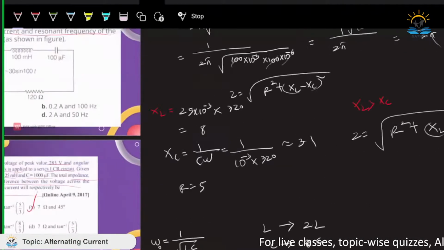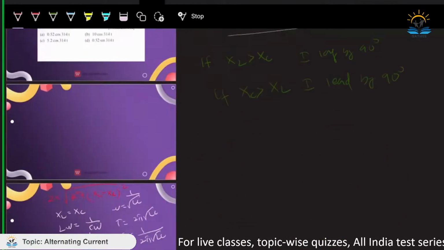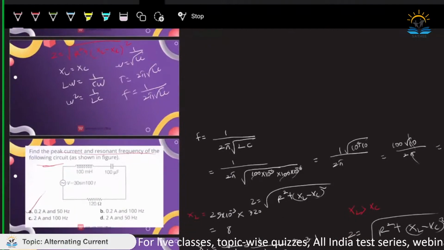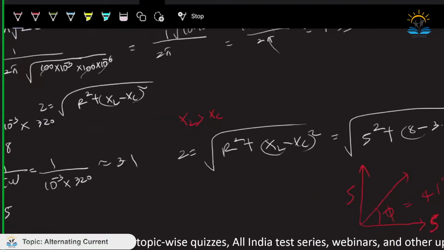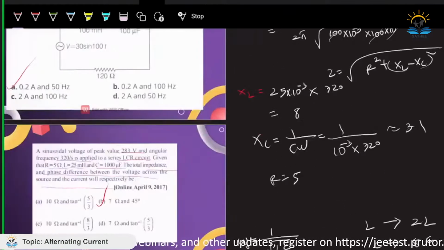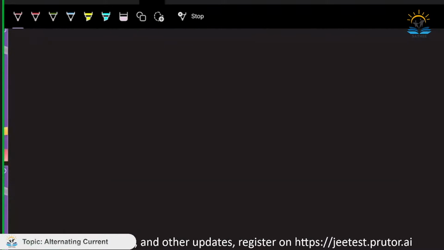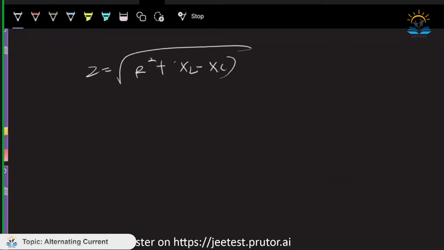So next, we have left something, no? Some calculation. Okay, here, we have to find out peak current. For peak current, first we have to find Z. So Z will be root of R square plus XL minus XC whole square.